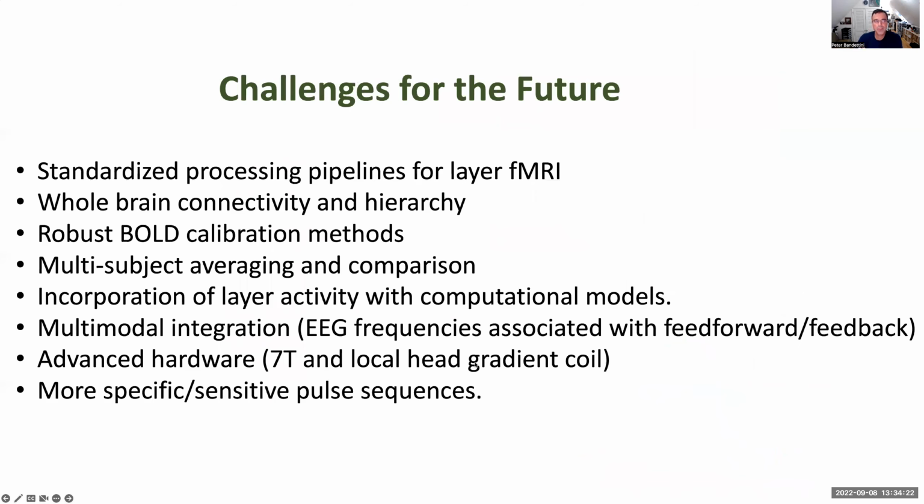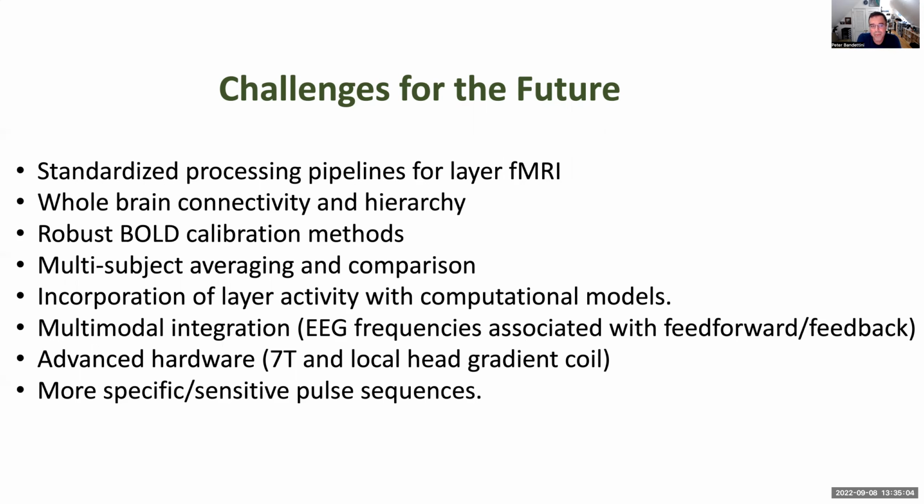So now finally, future challenges. One, we're nowhere close, but we're getting there towards standardized processing. We're even still trying to figure out what a standardized processing pipeline for layer fMRI would look like. Whole brain connectivity and hierarchy: I think there's a lot to be done with some of the tools that I mentioned. If we're going to use BOLD, which in many cases we might just have to, there are calibration methods that could be useful based on either breath hold or some sort of modeling of the signal falloff from upper to lower layers.